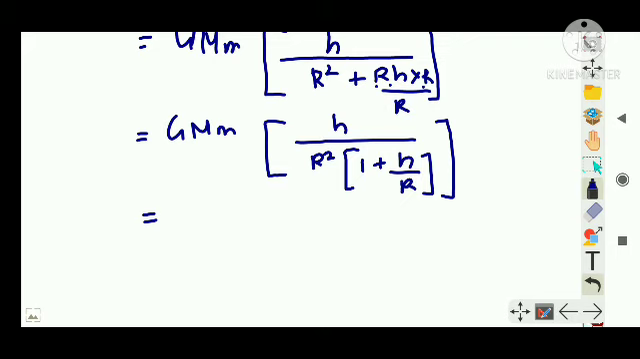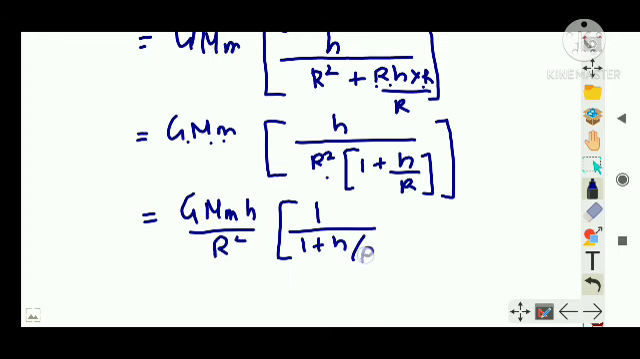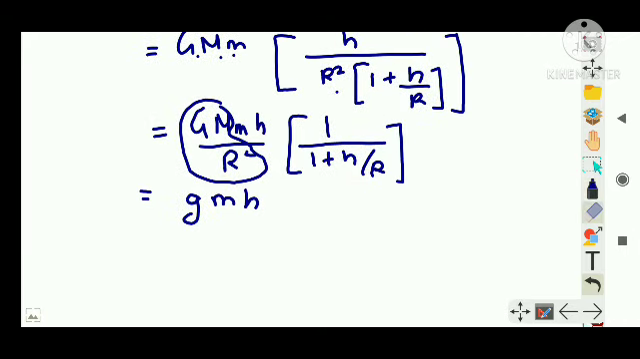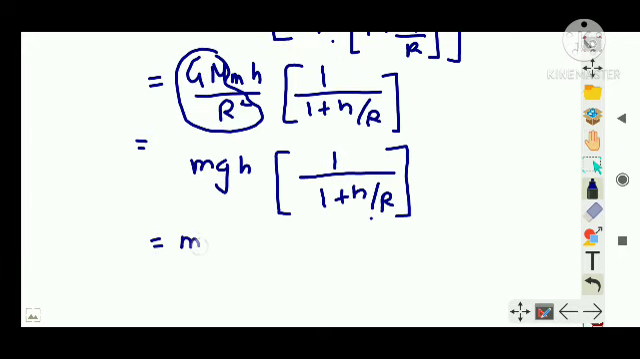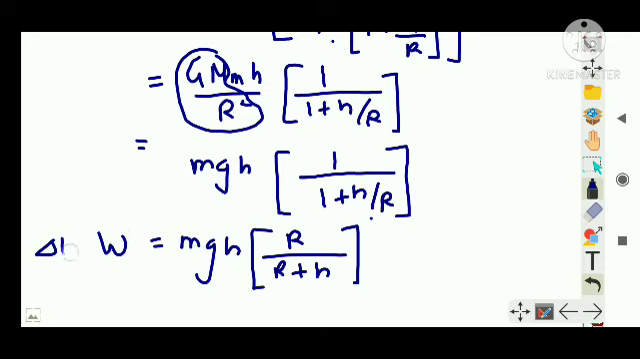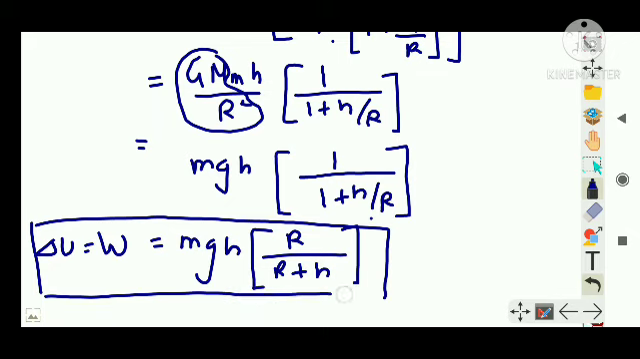Now you have GMm h by r squared into 1 by (1 plus h by r). Now GM by r squared is our g, the acceleration due to gravity, and there is m and there is h. I'm going to rearrange it and write it as mgh into 1 divided by (1 plus h by r). Bringing r into the numerator, it becomes mgh into r divided by (r plus h). This is the work done, or change in potential energy, to bring a mass from the surface of earth to a height h.